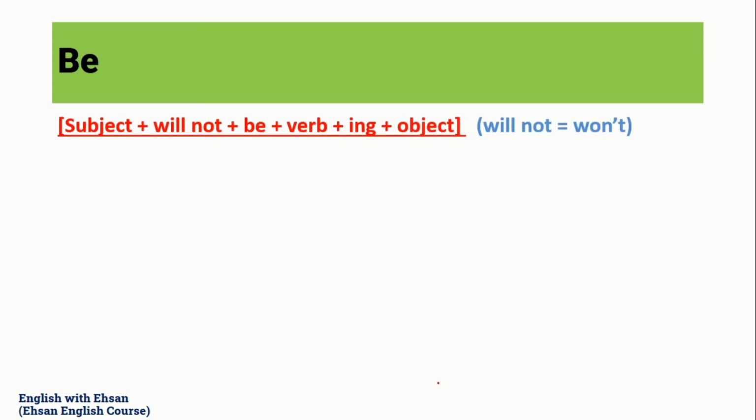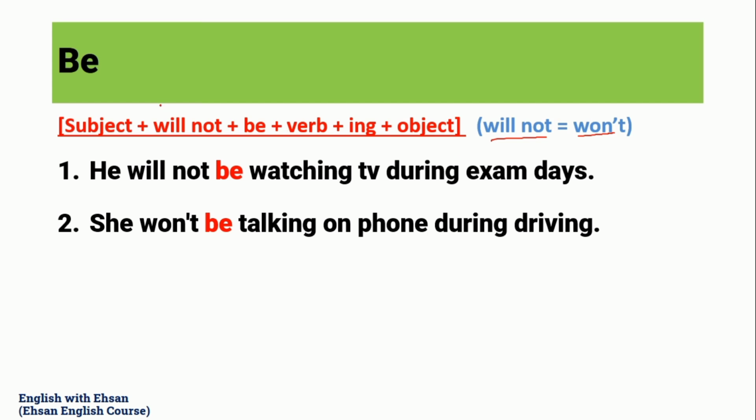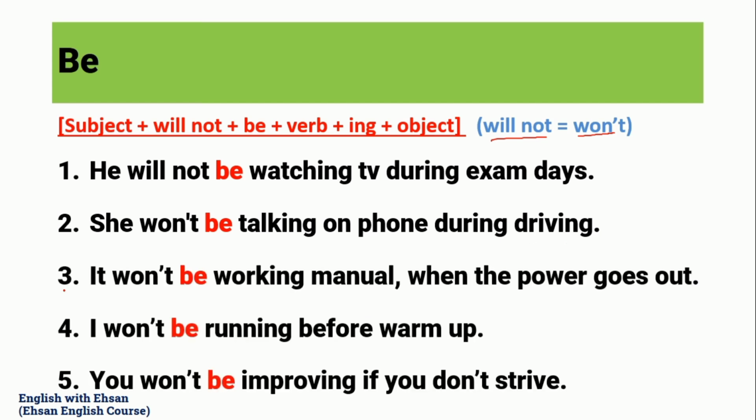Okay, subject plus will not plus be plus verb plus ing plus object, or will not, won't. We can use the short form won't. He will not be watching TV during exam days. It's a negative sentence in the future. He will not do something. Also, number two, she won't be talking on the phone while driving.